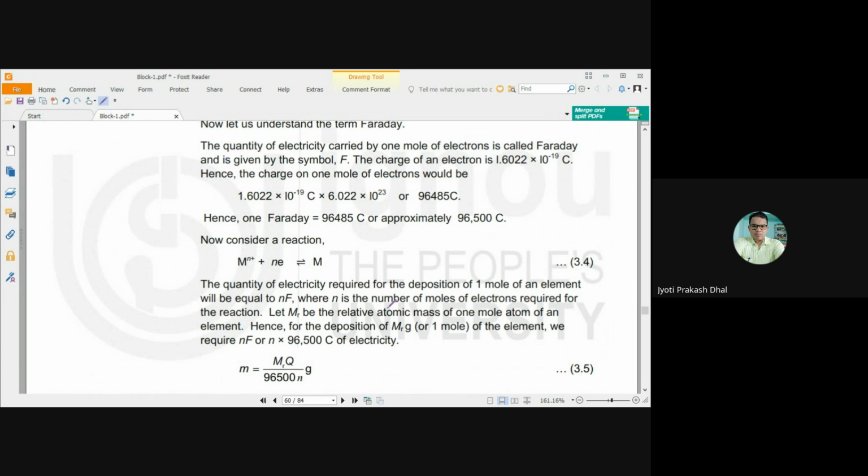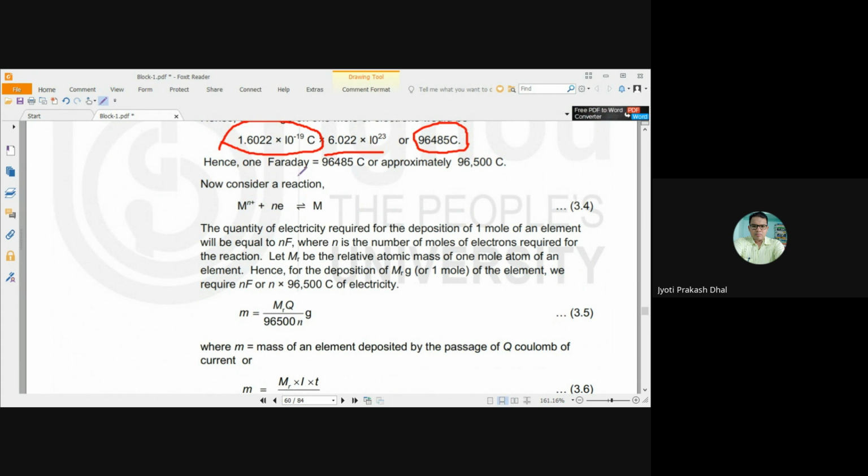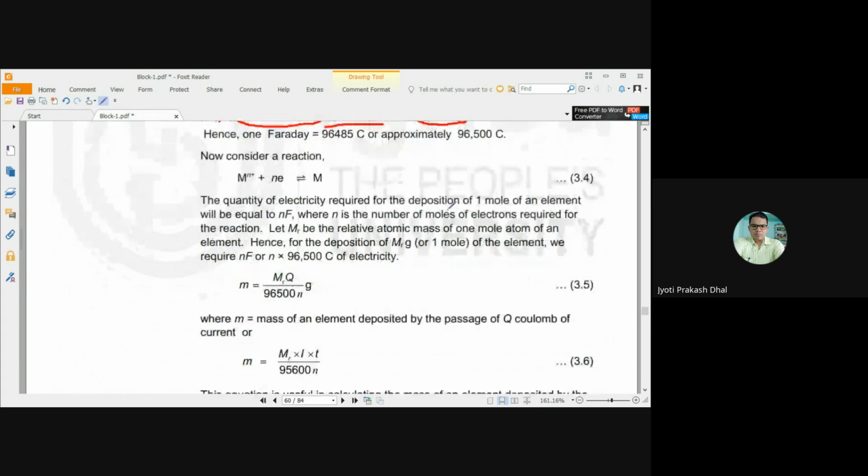Now, the quantity of electricity carried by 1 mole of electrons is called a Faraday, that is 6.022 into 10 to the power 23 electrons into the charge of 1 electron, that is 1.6 into 10 to the power minus 19 coulomb. For 1 mole it is 6.022 into 10 to the power 23. If we multiply both factors, that gives approximately 96,500 coulomb. So 1 Faraday equals 96,500 coulomb.